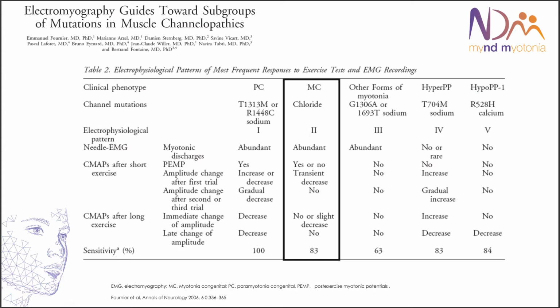So as a summary, in patients with mutations in the chloride channel, we will identify the presence of abundant myotonic discharge that characterizes the clinical picture and also the electrical study. And we can identify a reduction in the first 2 or 3 stimulations of the motor action potential just after a brief exercise that then recovers to normal, and there are no changes after long exercise. And if you have this combination, there is an 83% sensitivity to identify mutations in this gene.